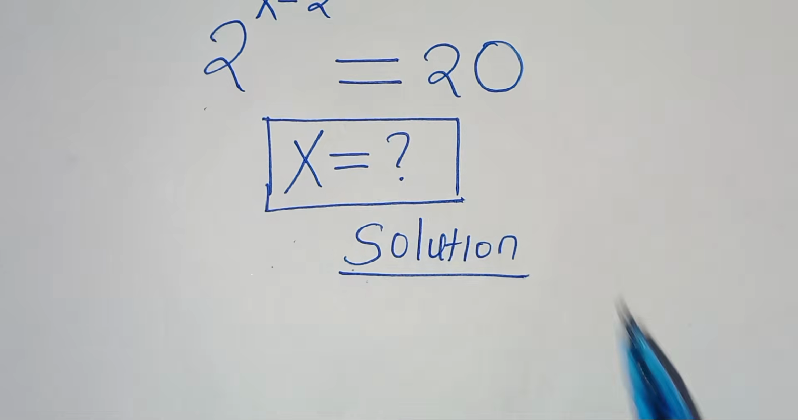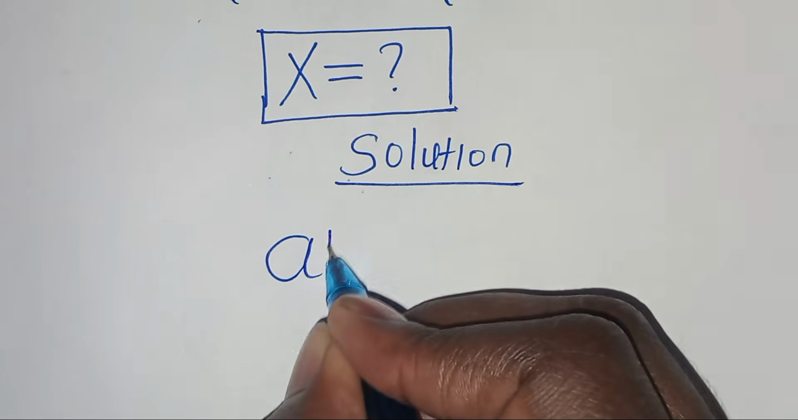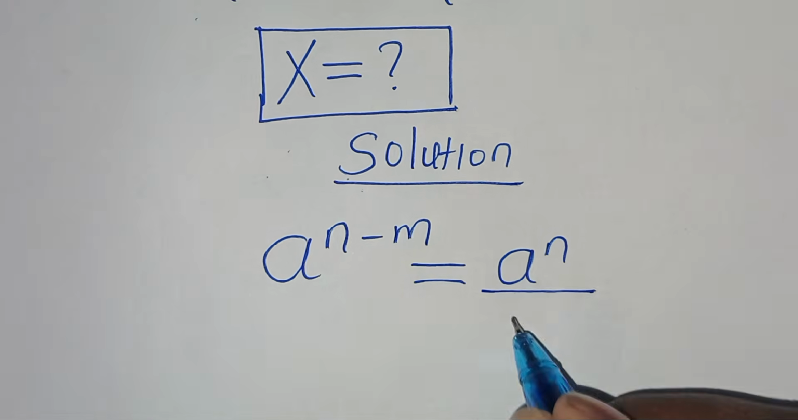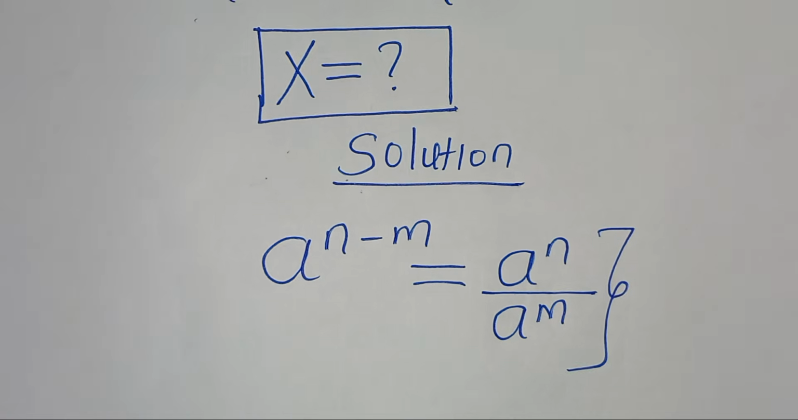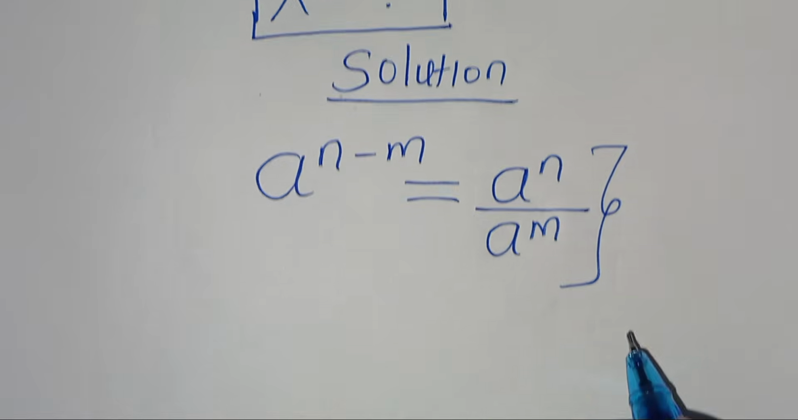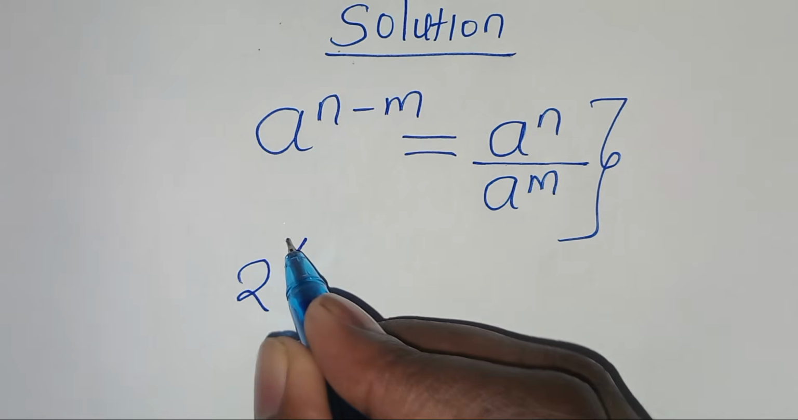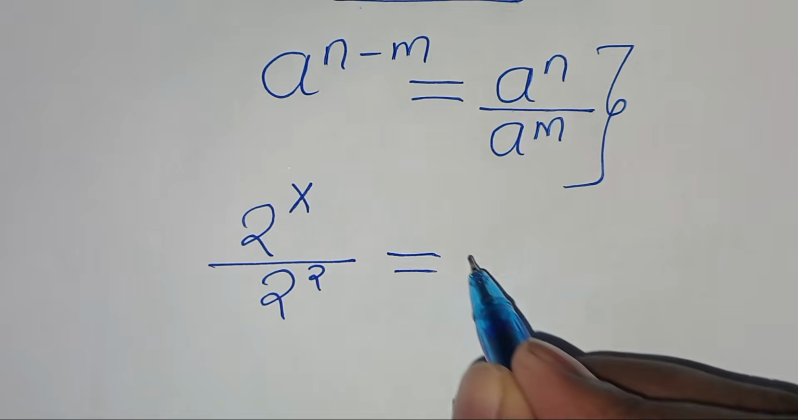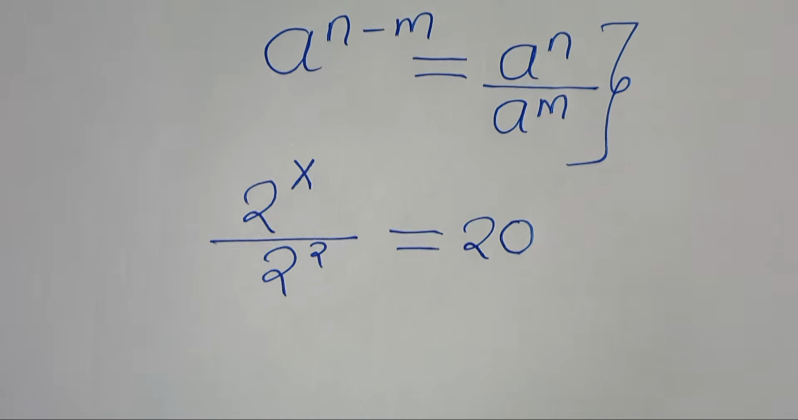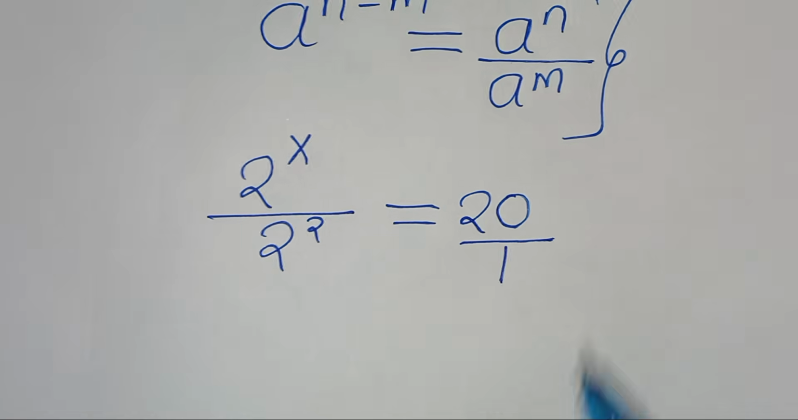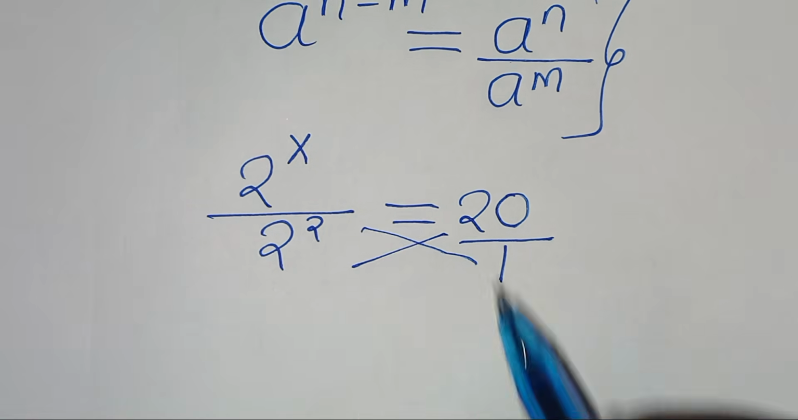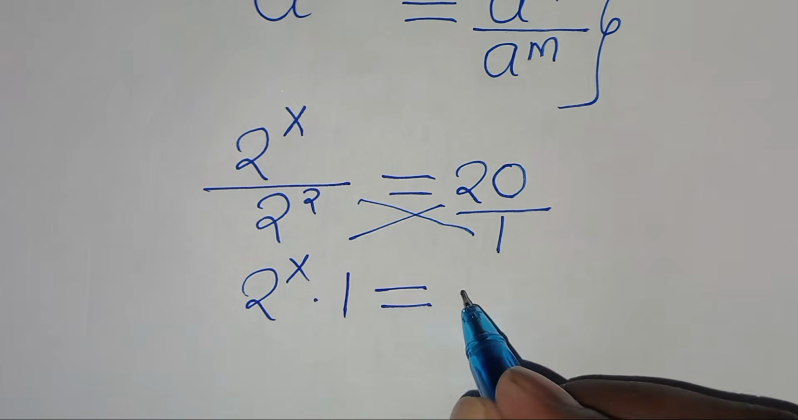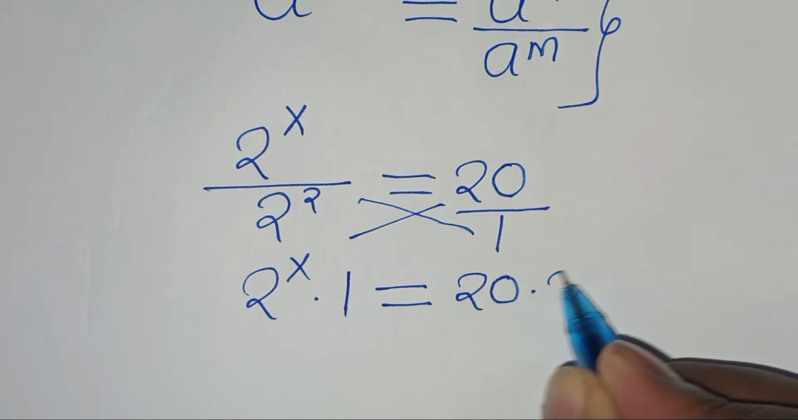This exponential equation is of the form a to the power of n subtract m, which we can express as a to the power of n divided by a to the power of m. Applying this exponent property, we have 2 to the power of x divided by 2 to the power of 2 is equal to 20. Now 20 is a whole number, so this is over 1. So let's cross multiply so that we have 2 to the power of x times 1 is equal to 20 multiplied by 2 to the power of 2.